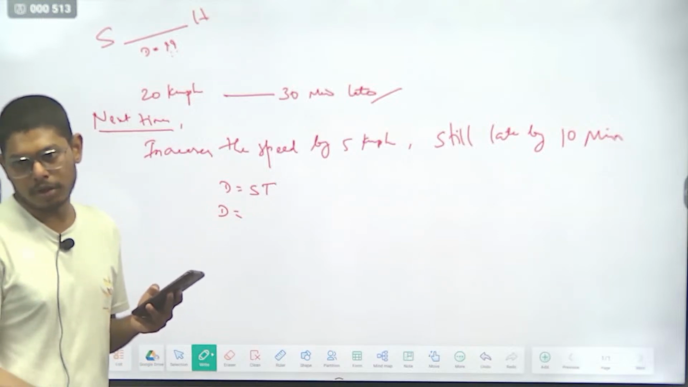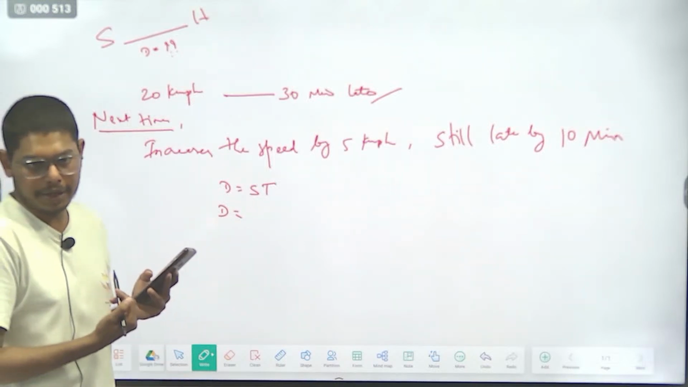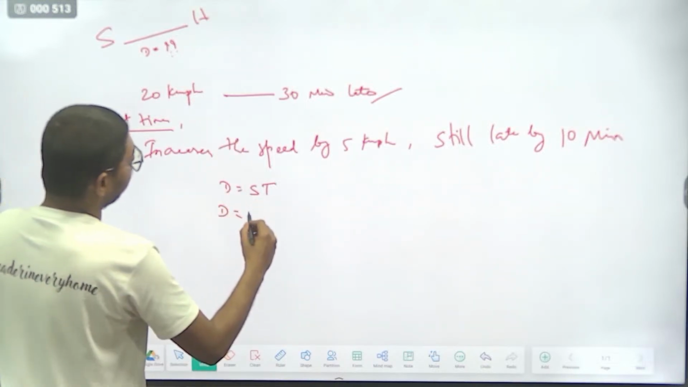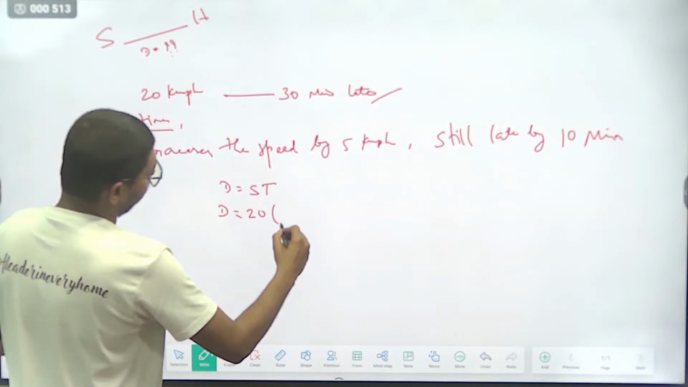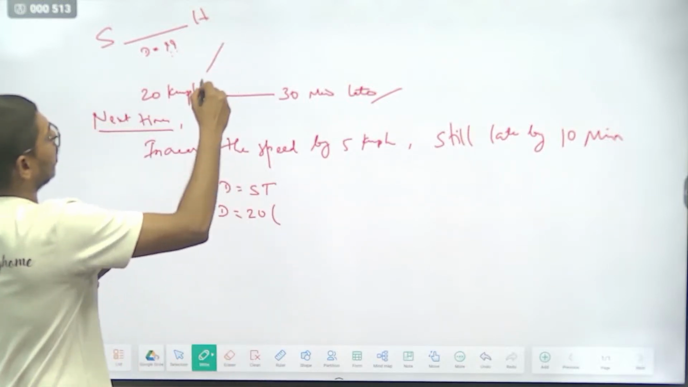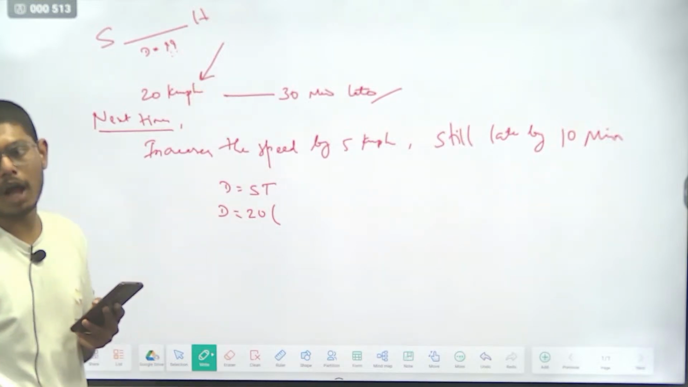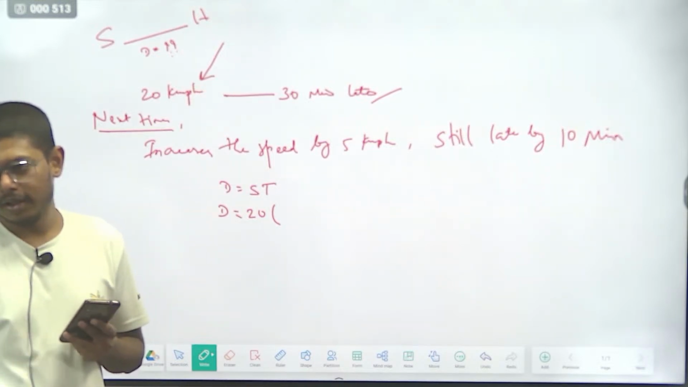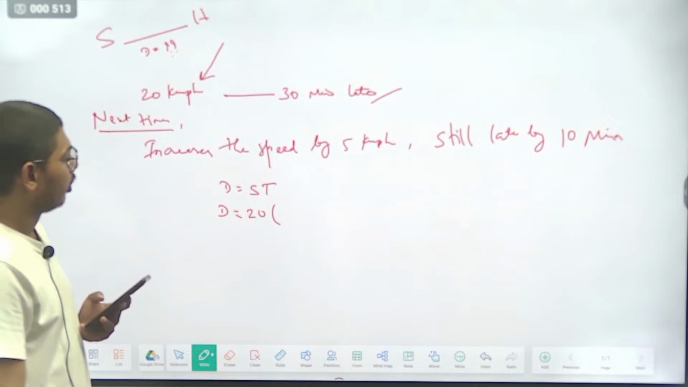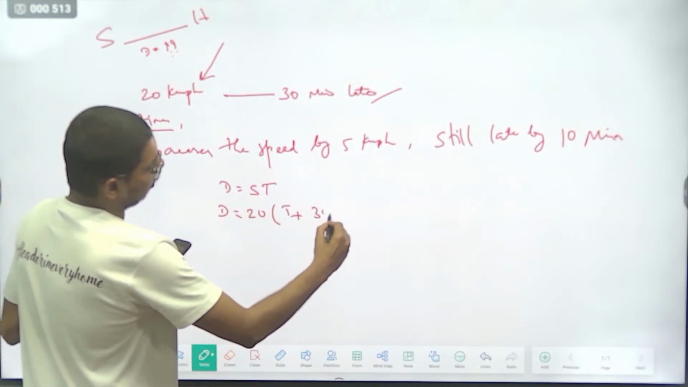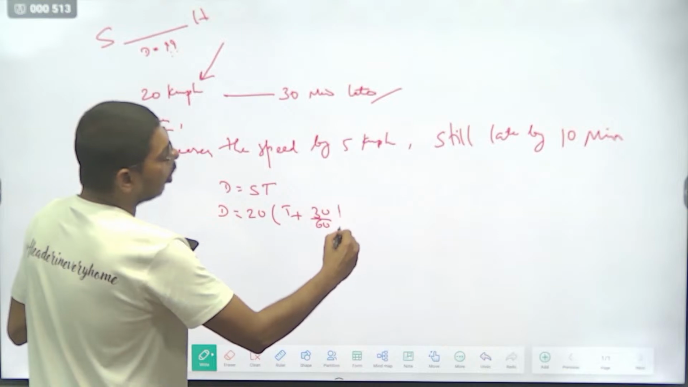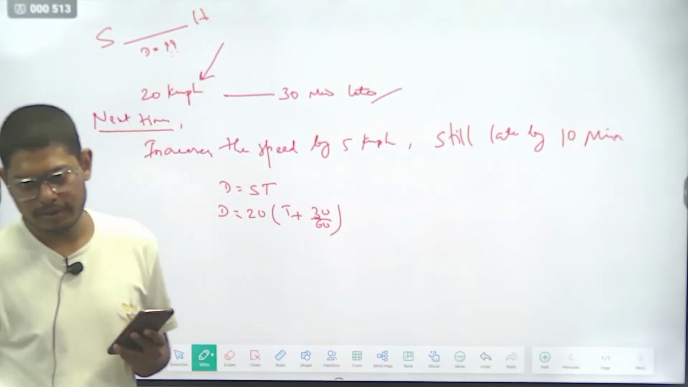But the distance is always constant. It will always be d, right? Okay. At 20 km/h, he is 30 minutes late. Now over here kmph, kilometer per hour, they have already given the unit, right? So we will change it to t plus 30 by 60, right? Or if you want to write half, it's your choice, okay?